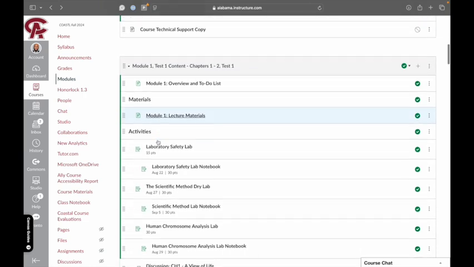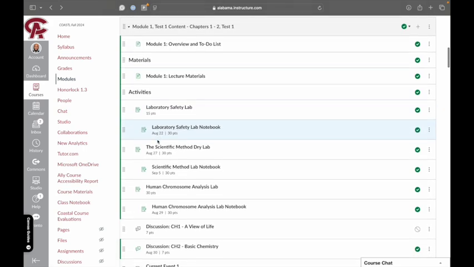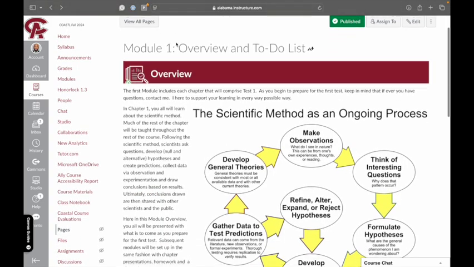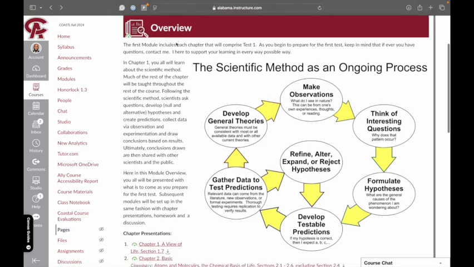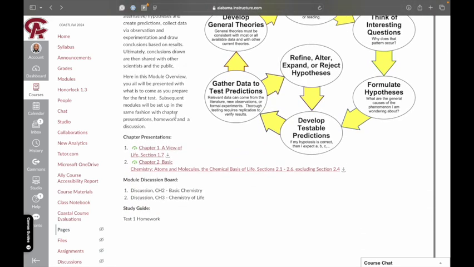So this is module 1. It's formatted a lot differently than it used to be. And the first link is the overview and to-do list. Each module has one of these. So I'll be brief and I will not read this. They each have some introduction. Each module has the presentations. Those are from the publisher.